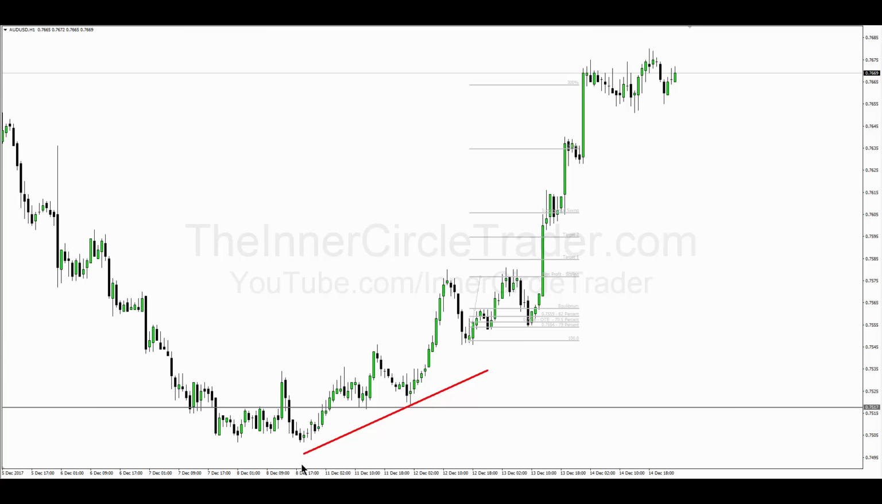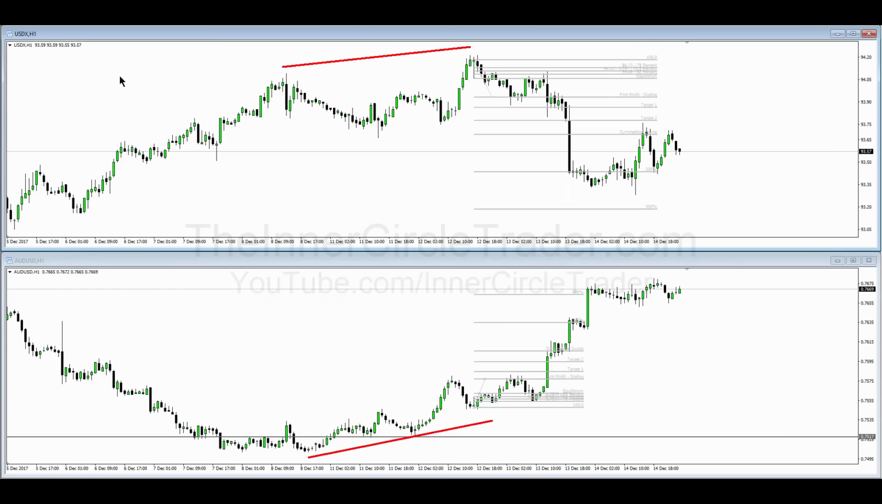SMT divergence gives us an X-ray view of what accumulation and distribution may be taking place in price action. It admittedly is a little confusing if you have not seen it before or studied it, because it's one of those things that you have to study for a while to get a couple examples of its use. But this would be a bullish example of it, with distribution in the dollar and accumulation in the Aussie dollar.